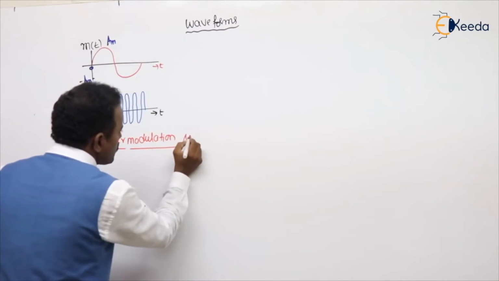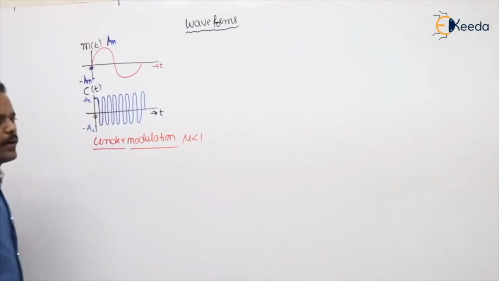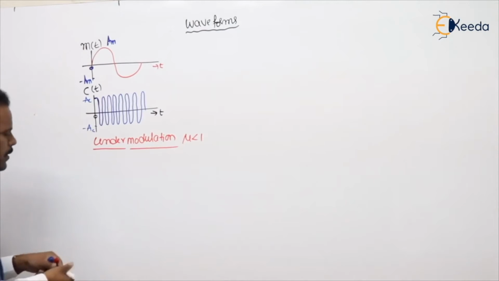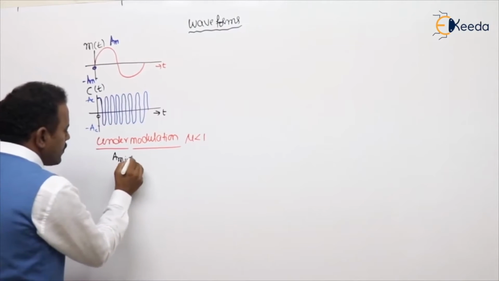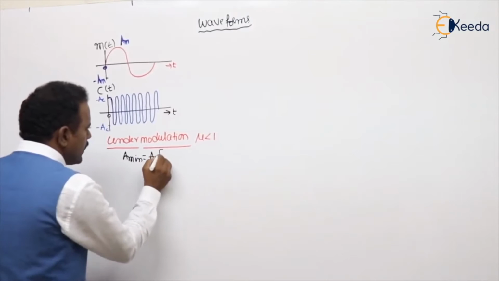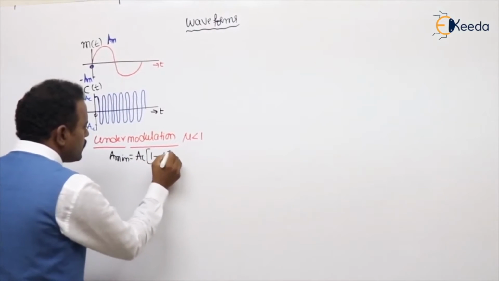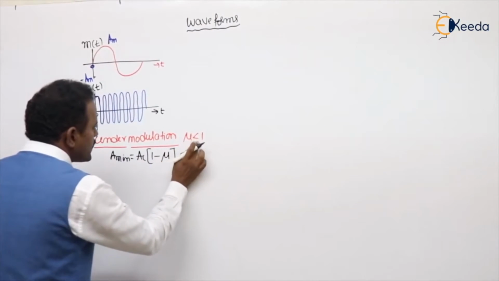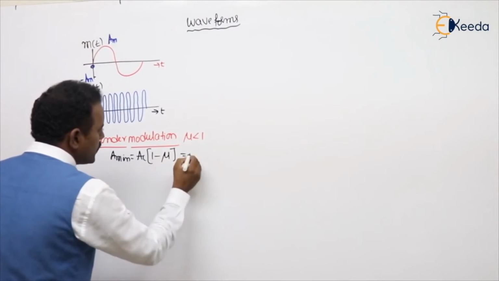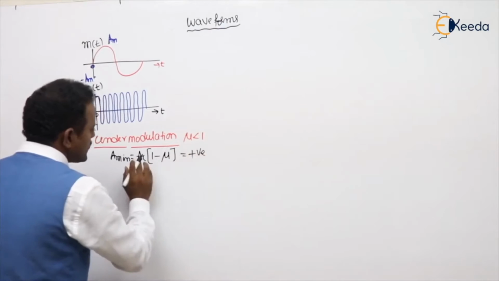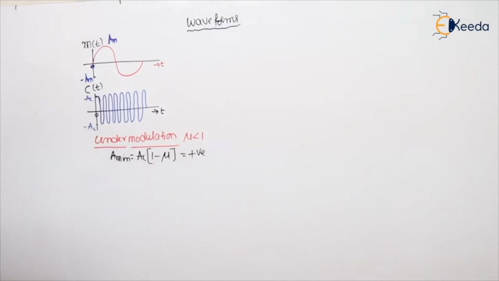Under modulation means whatever the mu value less than 1. Are you getting my point or not? What is the A minimum formula we got? We got A minimum formula is, students, AC into 1 minus mu. Here mu value is less than 1. So 1 minus mu is positive. So you will get positive. AC is anyhow positive only.